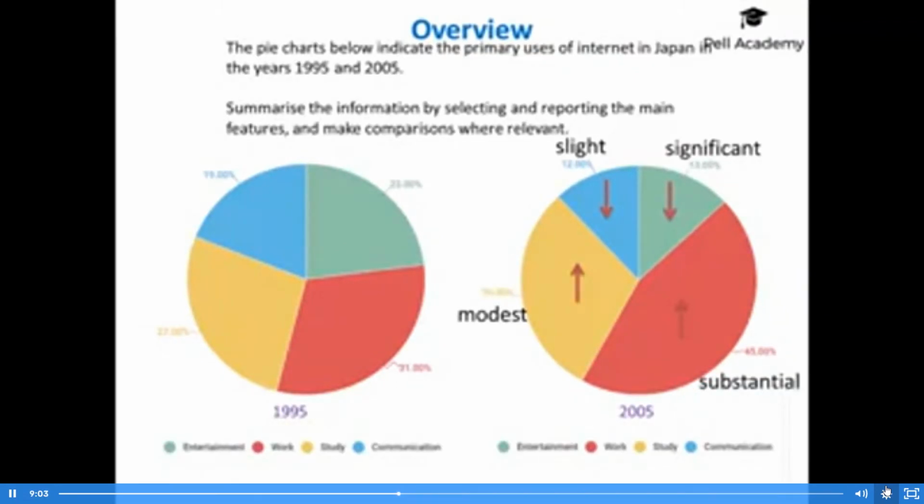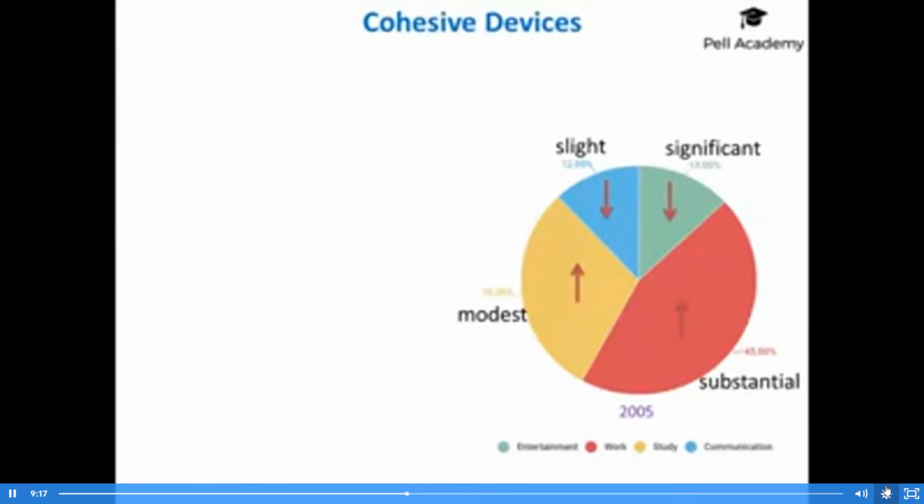Okay, so we're back looking at the full question again, because now I've made my decisions. The words in the question, the names of the categories, become important again. So we've decided I'm going to have blue and green, which is communication and entertainment, as one key feature. I'm going to have yellow and red, which is study and work, as my second key feature.